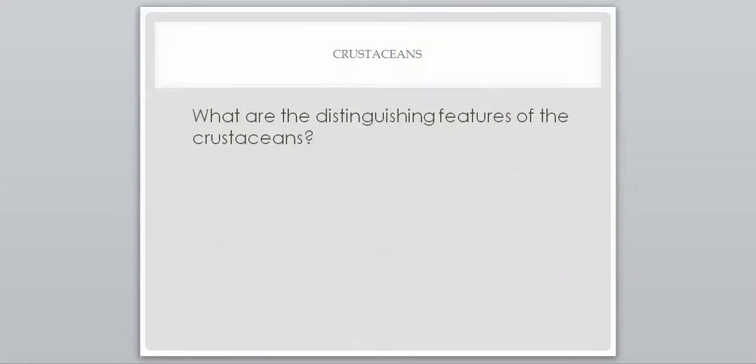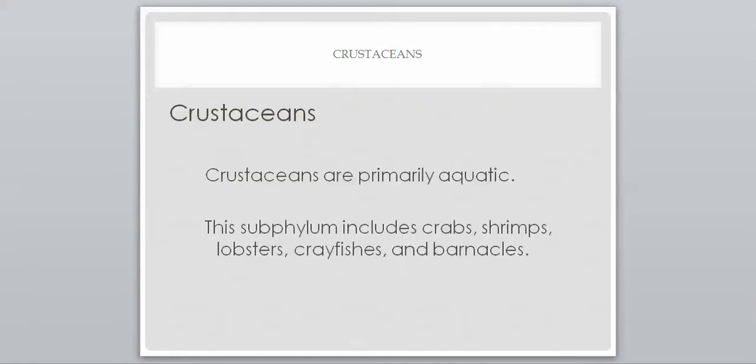So we're going to start with the crustaceans. We're going to look at one of our distinguishing features. Crustaceans are primarily aquatic, meaning they primarily live in the water, and they include things like crabs, shrimp, lobster, crayfish, and what are known as barnacles. And again, those are an actual animal, not just a word SpongeBob says when he gets upset.